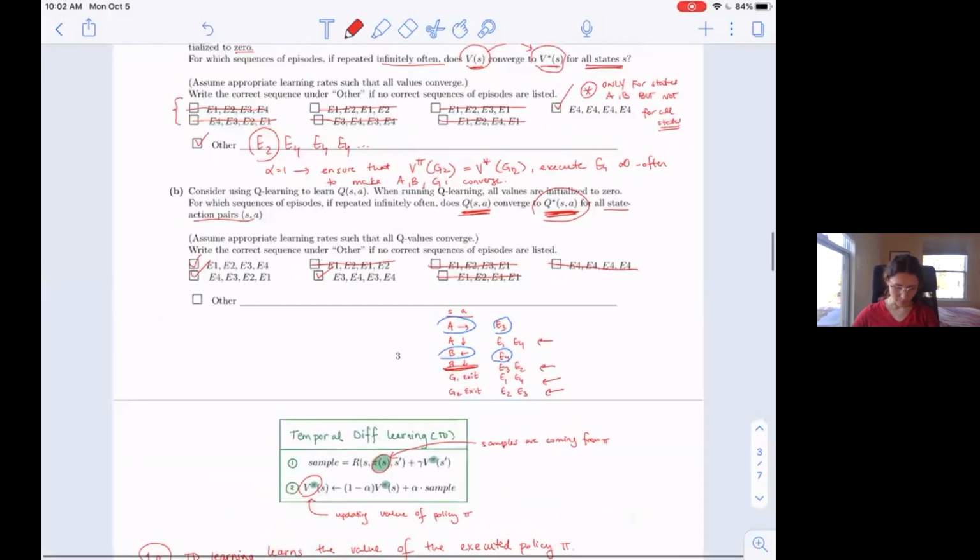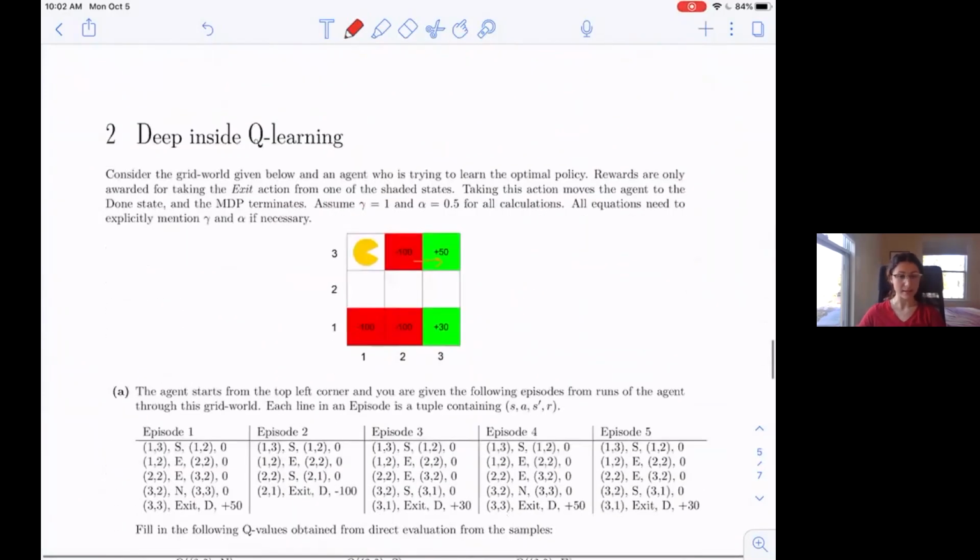Cool. Let's take a look at the next problem. In the next problem, we have a grid world, and we have an agent who is trying to learn the optimal policy. Rewards are only awarded for taking the exit action from one of the shaded states. Taking this action moves the agent to a done state, and the MDP terminates. Assume that gamma equals 1, and our learning rate alpha equals 0.5 for all calculations. All of our equations need to explicitly mention gamma and alpha if necessary.